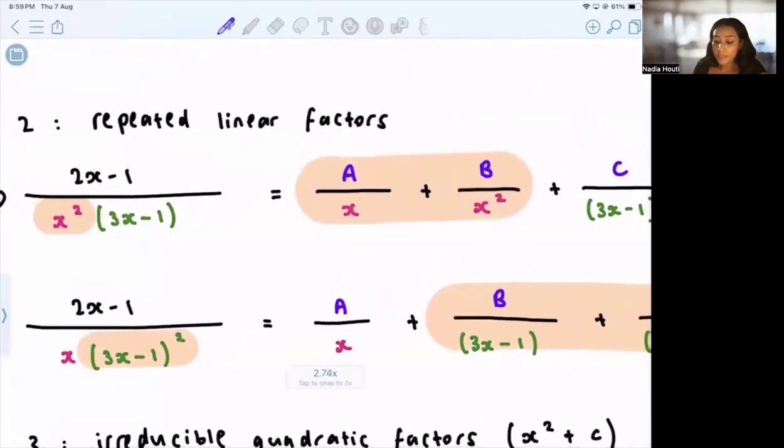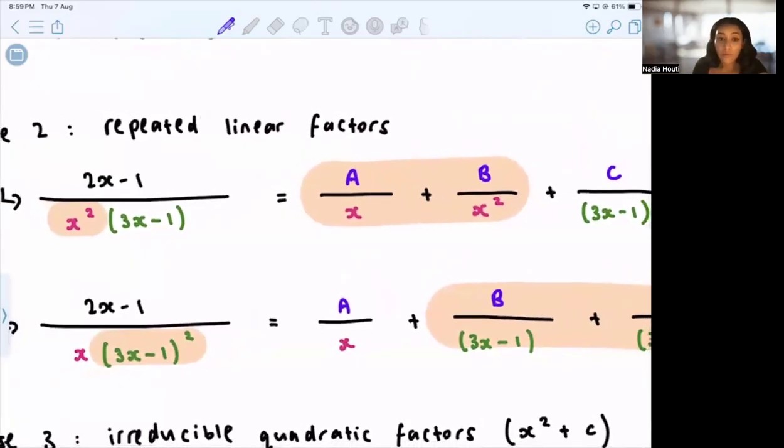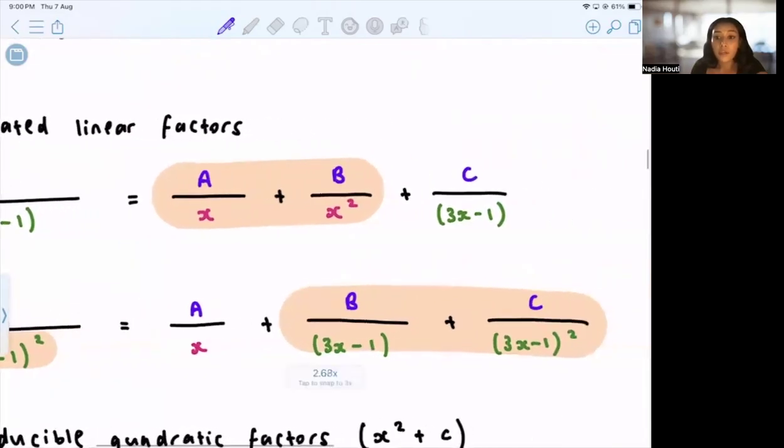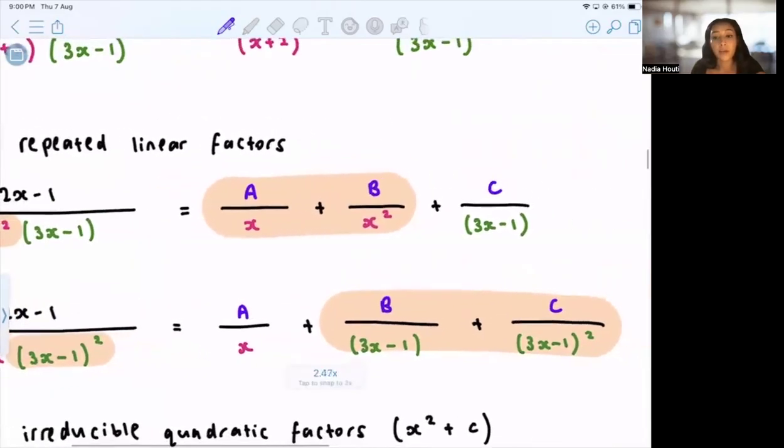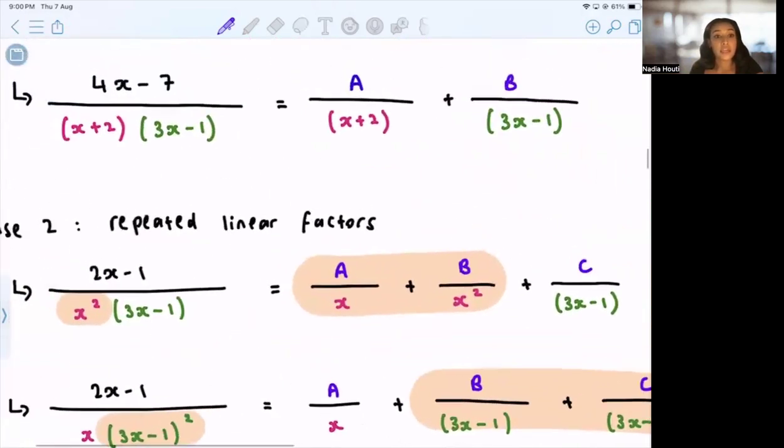You have to first get one fraction, a over x, the linear part, plus b over x squared, which is the factor that you see here, the repeated part. Then for 3x minus 1, it's just a linear factor, right? It's not repeated. So for the 3x minus 1 part, we just have to include it one time. It's just c over 3x minus 1, just like case one.